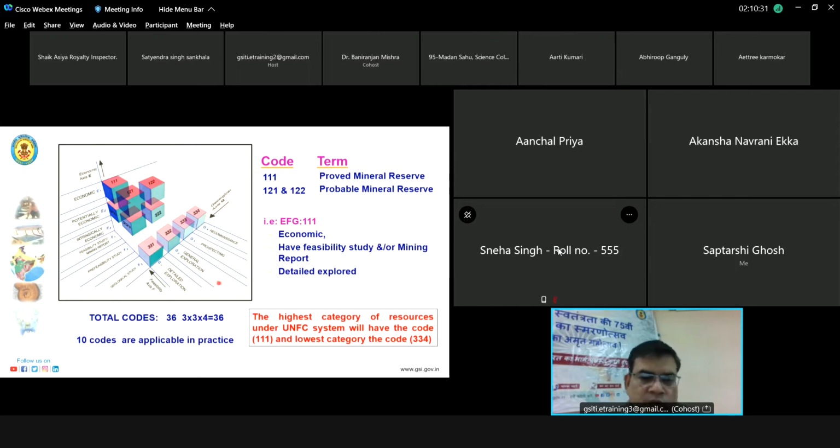So the total code will be this: this is 4, this is 3, and this is 3. The total is 36. The most proved mineral reserve is 111. That is economical, feasible, and at the detailed exploration stage of the geological axis. And the least is 334. That means no feasibility study has been done, it is not an economic prospect, and on the geological axis it is only at the reconnaissance stage.